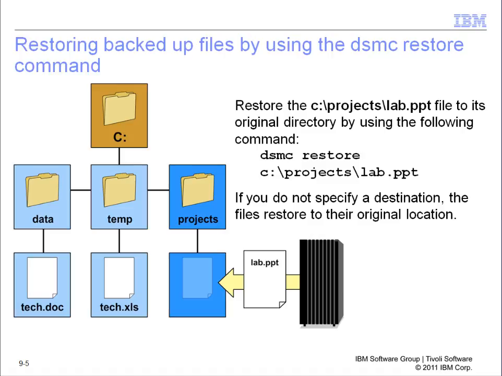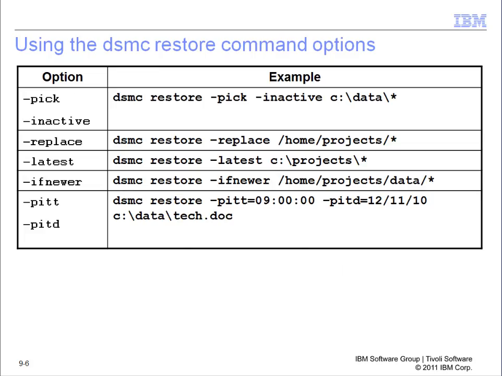The command is restore and the name of the file. Now we could use wildcards. In this case, we're restoring a specific file, the lab.ppt file. By default, it will go to the original location. Here's some of our options. I'd mentioned the -pick and the -inactive before, but this will do.